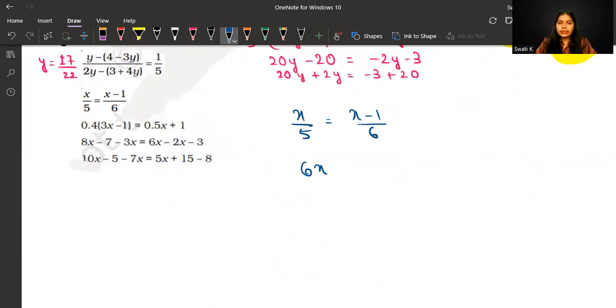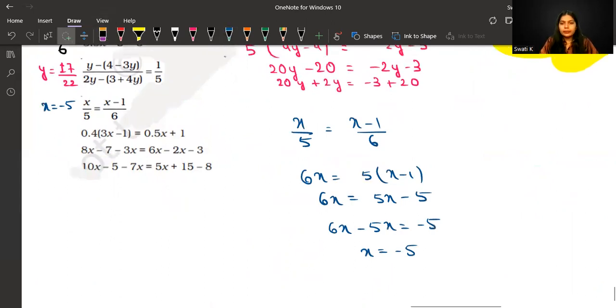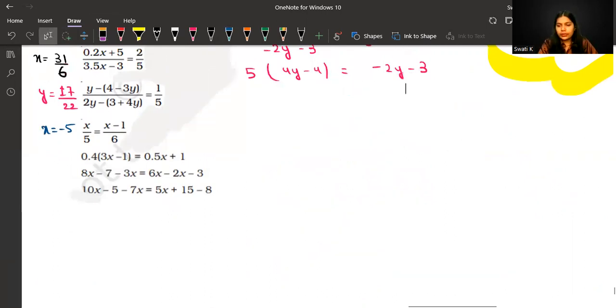And here if I do the cross multiplication, 5 times x minus 1. This is 6x as it is. Using the distributive property, this will become 5x minus 5 times 1 is 5. Now 6x as it is, plus 5x to the other side, if you shift, it will become minus 5x, and this is minus 5 as it is. 6x minus 5x is x, so x equals minus 5. That's the answer for this question. Now we can go to the next one. So for that, again, let me erase this, and then we will go to the next one.